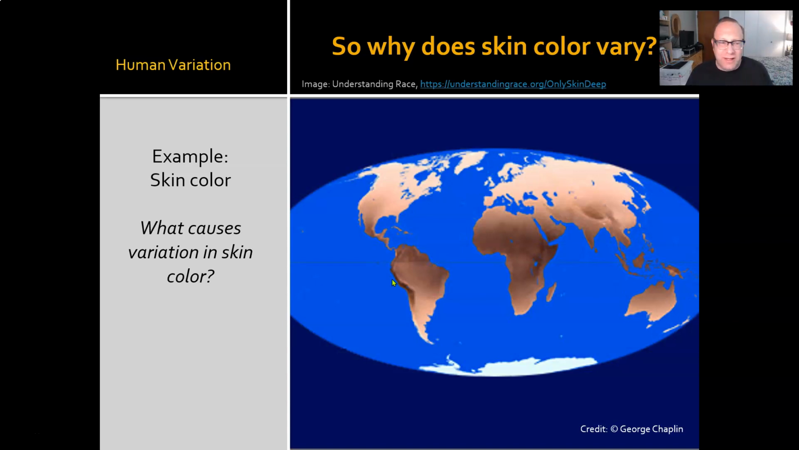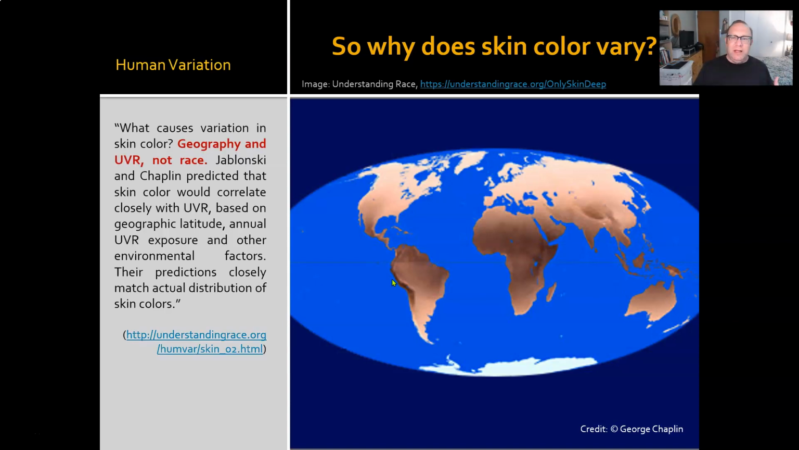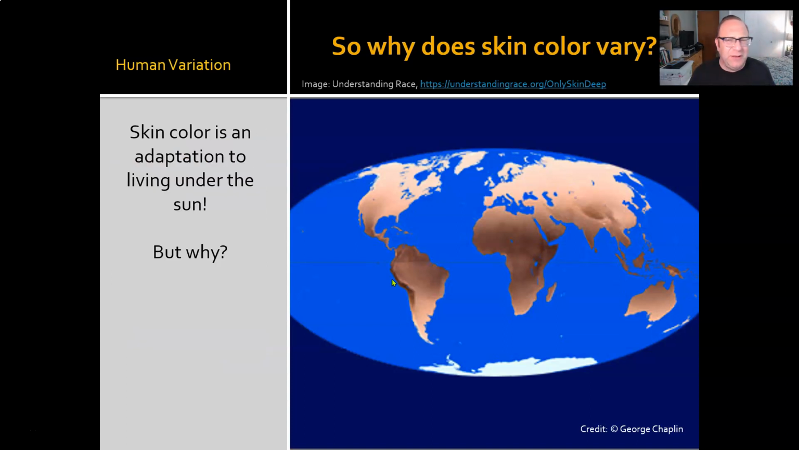So, what causes skin color variation? Well, in general, it's exposure to ultraviolet light. I think most of us know that by now, but exposure to ultraviolet radiation, and location on the globe, have more to do with predicting what color you are than your actual assigned race. Think about that. But of course that doesn't explain why it evolved that way.